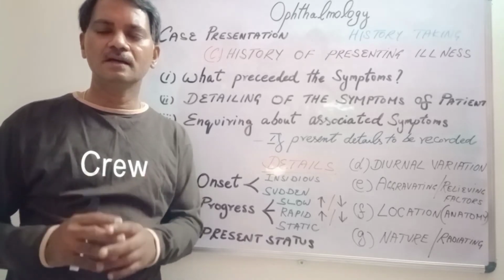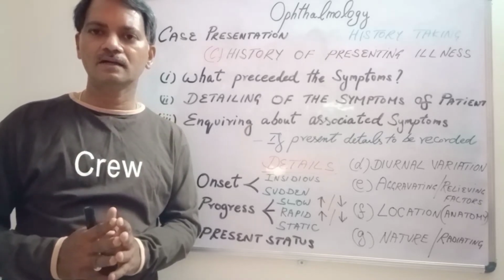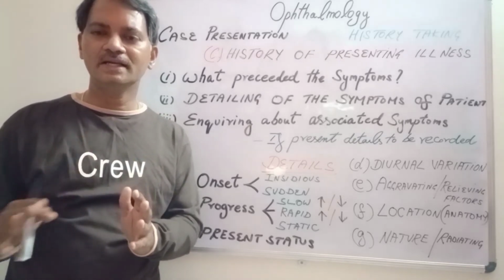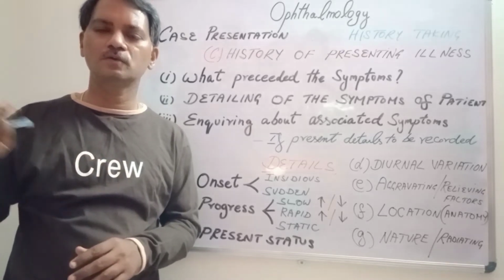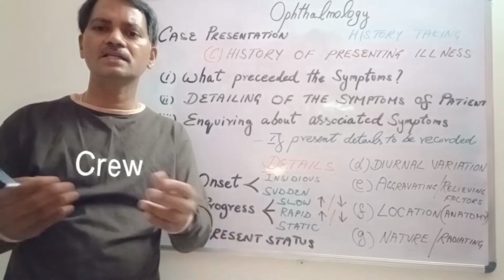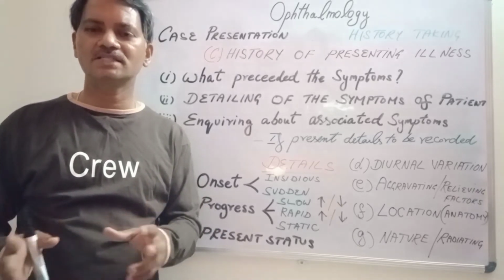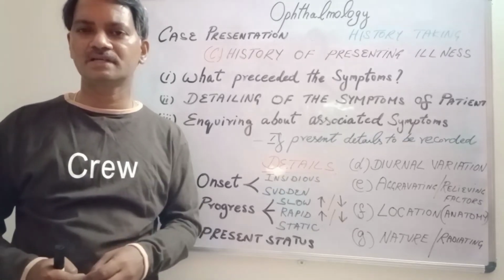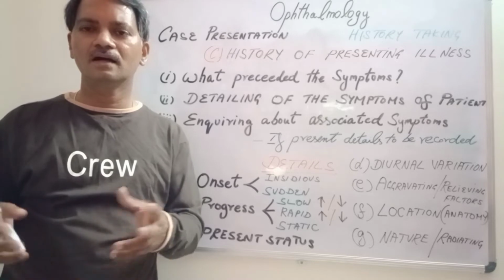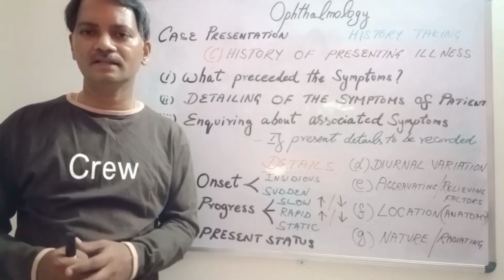So a patient may have developed a sudden pain in his eyes, but slowly it has decreased over several days, or it has slowly increased over several days, or rapidly increased within 2 days, and it is present there with such an intensity I am not able to tolerate, or it rapidly decreased with treatment, but still I have some dull type of pain. He may tell like that.